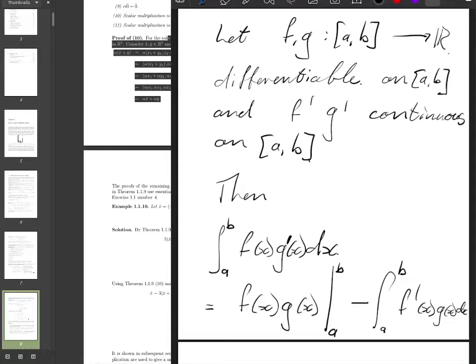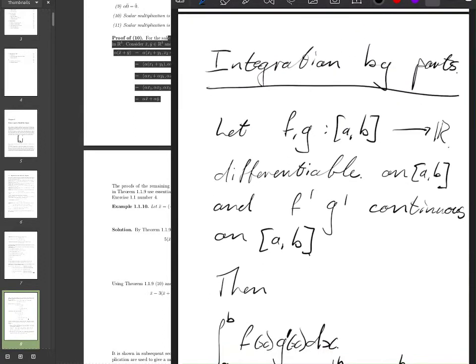Okay, welcome ladies and gentlemen to this video lecture. So now we will look at an example of how to apply what we call integration by parts.